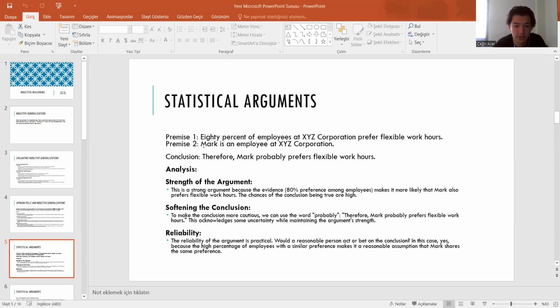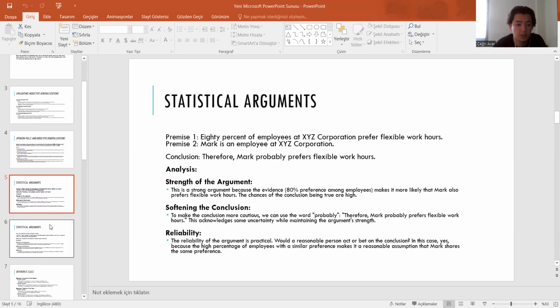There is an example on the screen. It's like premise 1 and premise 2, and there is a conclusion again. You can read its analysis part. These examples demonstrate how the strength and reliability of statistical arguments can be influenced by the formulation of the conclusion and the use of qualifiers to acknowledge uncertainty.